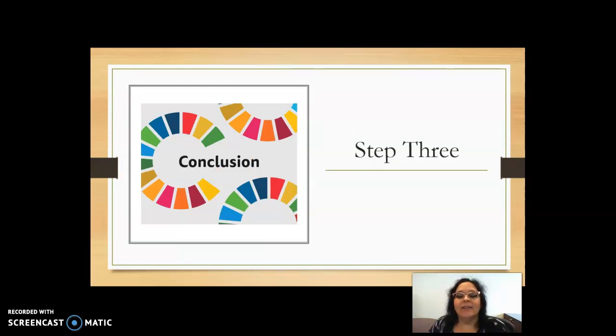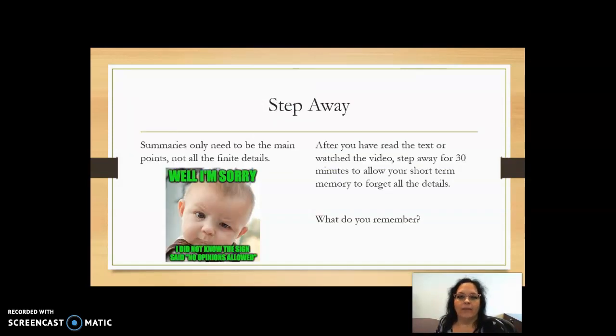Step 3 is the conclusions. Did they solve anything? Did they have any results? What did they conclude? So it depends on exactly what type of summary you're writing as to what kind of conclusion they would have. And then step away.